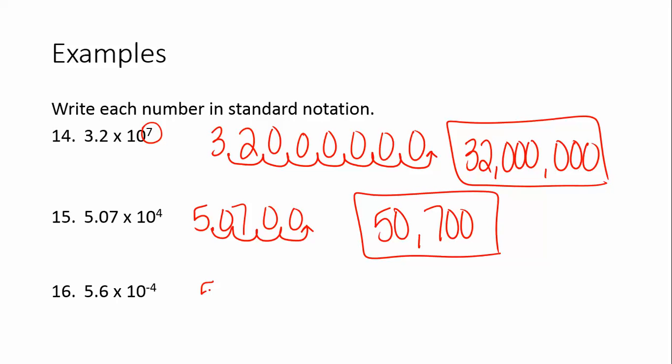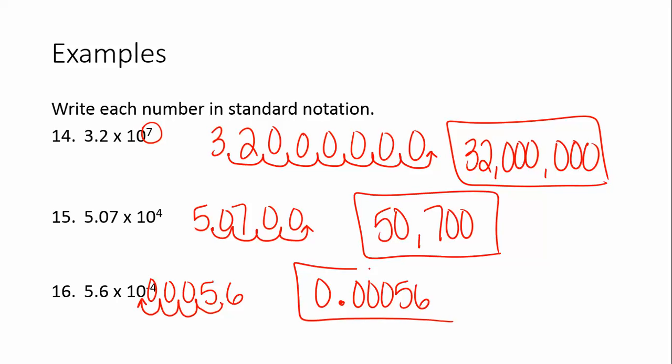Number 16, we start with 5.6, but notice the exponent is negative, which means now we need to move to the left because we're dealing with a number between 0 and 1. So we move 1, 2, 3, 4. We fill in with all zeros. And I would like you to put a leading 0 before the decimal place. So instead of just writing .00056, I'd like you to write that leading 0 out in front. That way you're sure not to miss that decimal point. It sticks out a little better when you put that leading 0 to the left of the decimal.